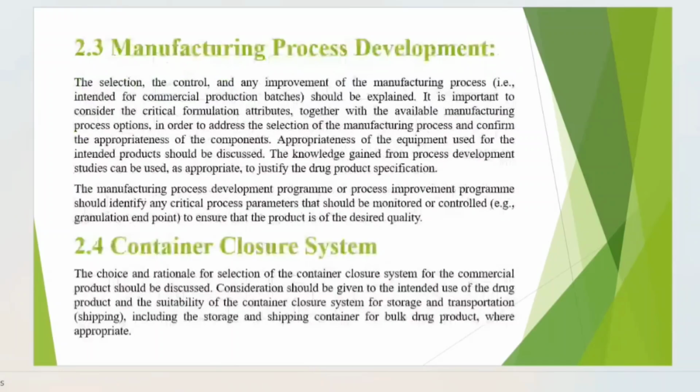Next is manufacturing process development. The selection, the control, and any improvement of the manufacturing process should be explained. So suppose for the R&D batches you have gone through a manufacturing process, but you have made some changes for the commercial process. The changes which you have identified while performing the formulation development study, the changes in the manufacturing process which are proposed for the commercial batches, should be discussed in this section.